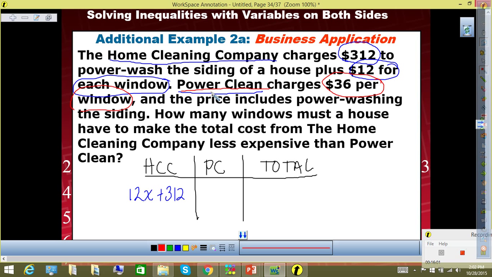Power Clean charges 36 per window. Do we know how many windows? No, so we're going to write what? 36 what? X. All right.